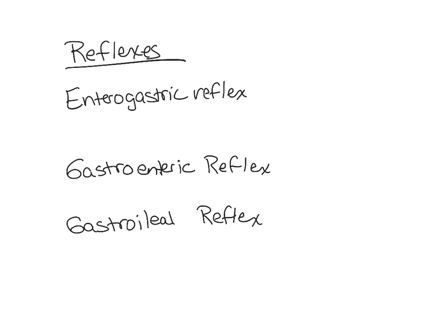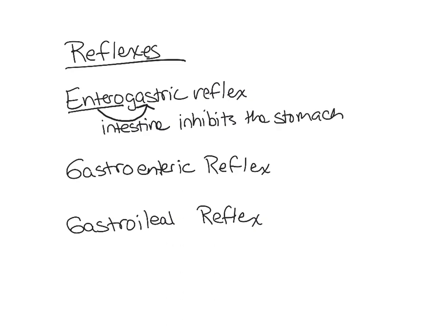So first, let's go back and review what happens with the enterogastric reflex. Entero means intestine. So when the intestine receives the food, it signals to the stomach that it should be inhibited. Right? So in this case, the intestine, which is the enteric, inhibits the stomach. So it's inhibiting the contractions of the stomach, it's inhibiting the amount of secretions from the stomach, and the intestine is controlling the stomach.